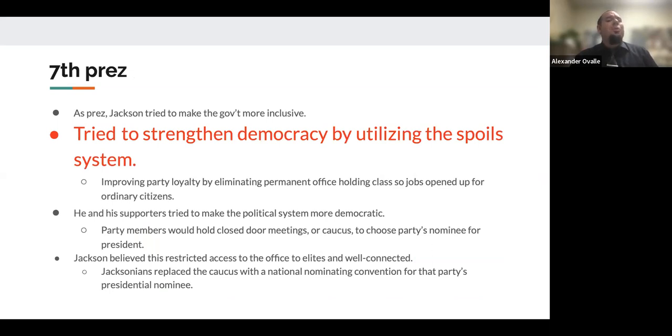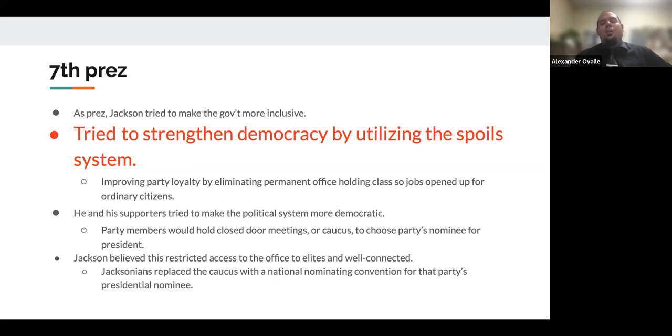As president, Jackson tried to make the government more inclusive. He tried to strengthen the democracy by utilizing the spoils system. The spoils system was set out to improve party loyalty by eliminating permanent office holding classes. So jobs opened up for ordinary citizens, or to put your homies in office. He and his supporters tried to make the political system more democratic.